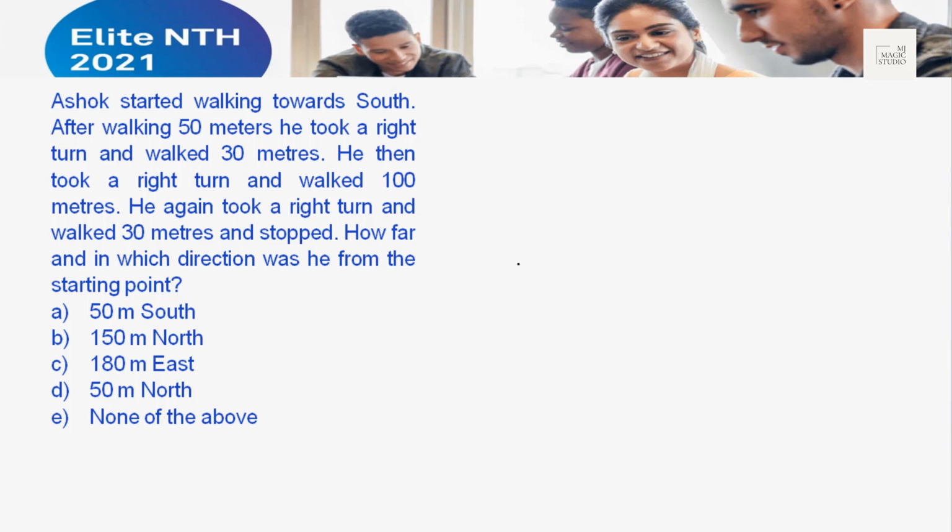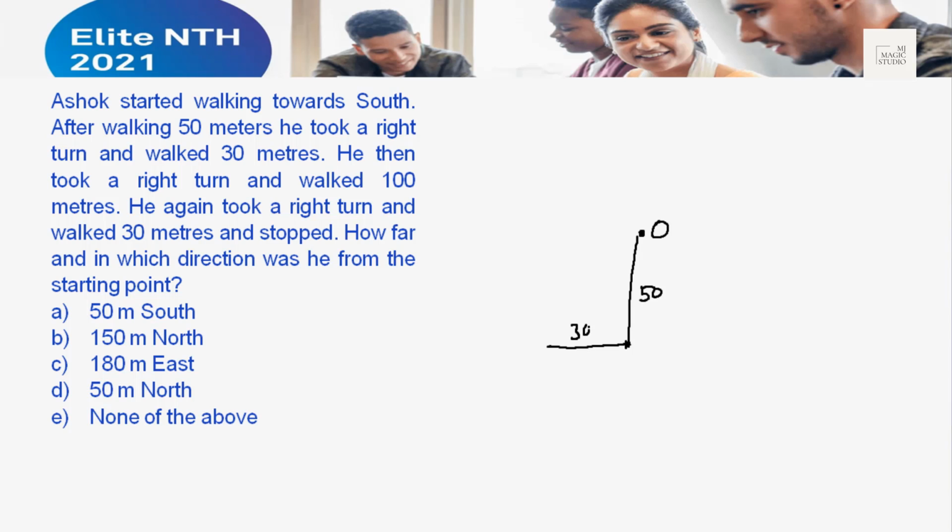Okay, the question from direction sense. Ashok started walking towards south. So let us mark this as the starting point. After walking 50 meters, he took a right turn. If he's walking towards south, that means right turn means towards my left.